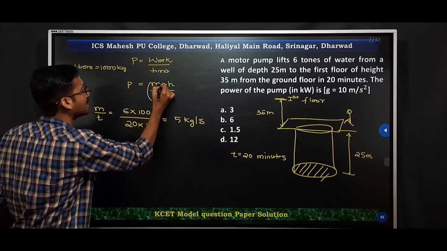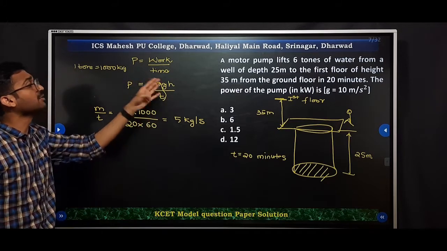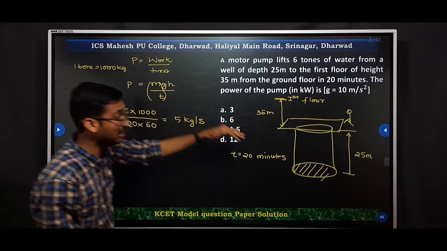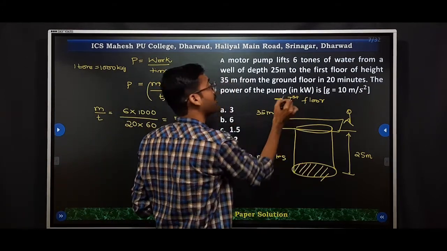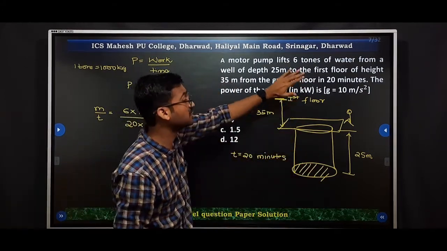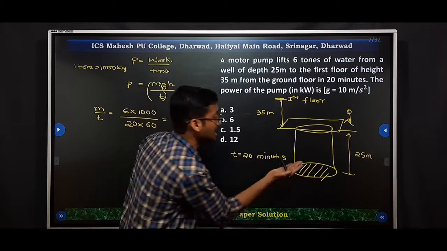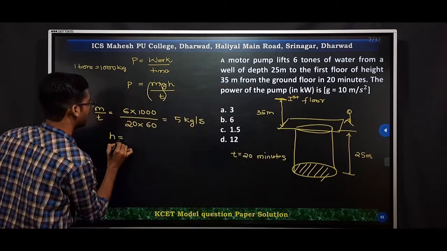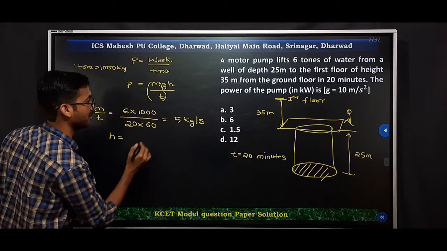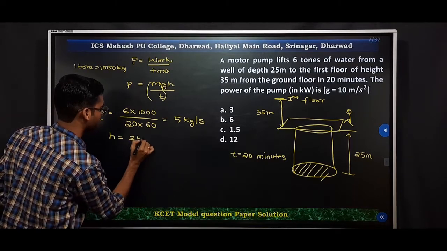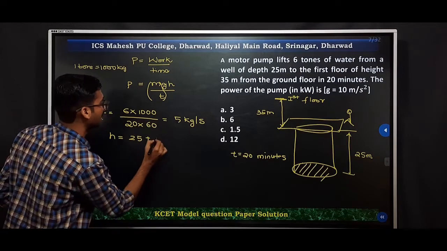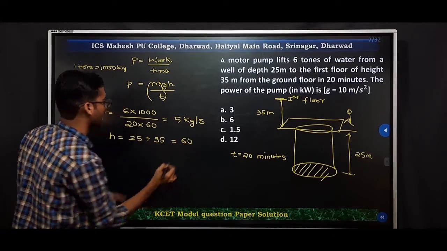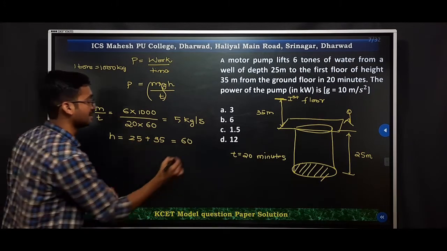Means we got the answer for the m by t. Now g, that is 10. H we need to know here, because we had to lift the water from the bottom to the first floor. Therefore, how much distance totally does it have to travel? That is 25 meter plus 35 meter. Therefore h, the total height, is given by 25 plus 35. How much are we getting here? That is 60 meter.